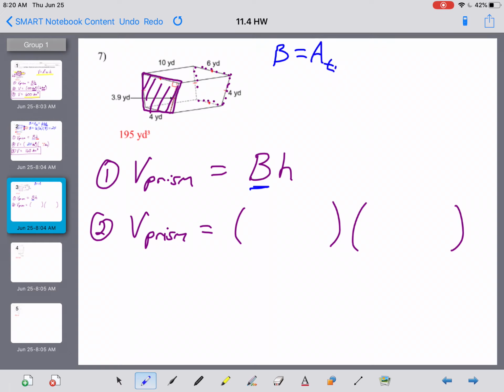So to find capital B, we need to know the formula for area of a trapezoid, which you might have to go look up from chapter 10. I believe section 10.2, and that formula here was 1/2 times the height times the sum of its 2 bases, base 1 plus base 2. All right, so let's see what we've got.